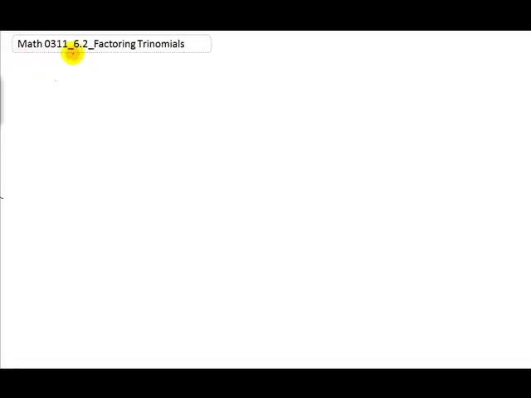In 6.2, we will factor trinomials. When we look at a trinomial, we have three terms.